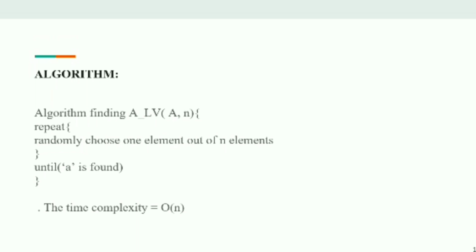Next, the algorithm for Las Vegas algorithm. Here we have an argument as array A with the size n. Inside the loop, we randomly choose an element out of n, then check that particular value of A.